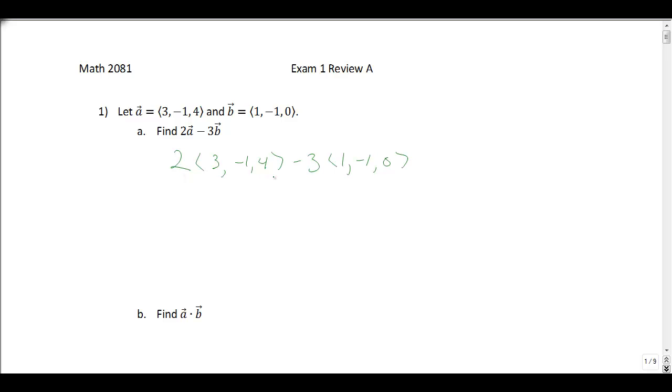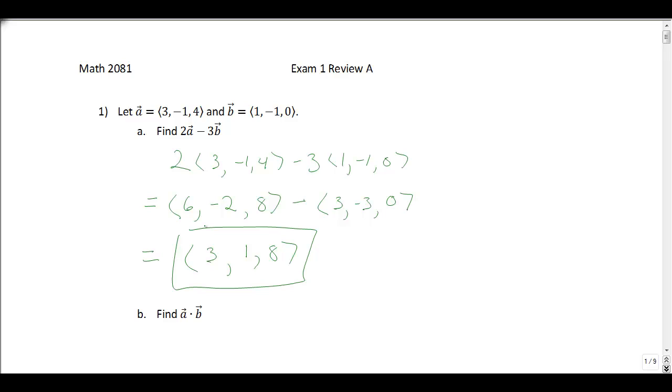Now when we multiply a vector by a scalar, we just distribute this 2 to each of the components of ⟨3, -1, 4⟩ and this 3 to each of the components of ⟨1, -1, 0⟩. So here, 2 times 3 is 6. 2 times -1 is -2. 2 times 4 is 8. Minus 3 times 1 is 3. 3 times -1 is -3. 3 times 0 is 0. And then the subtraction with vectors is just component-wise. So we get 6 minus 3, that's 3. -2 minus -3, it's -2 plus 3, that's 1. And we get 8 minus 0, that's 8. So our answer here is the vector ⟨3, 1, 8⟩.